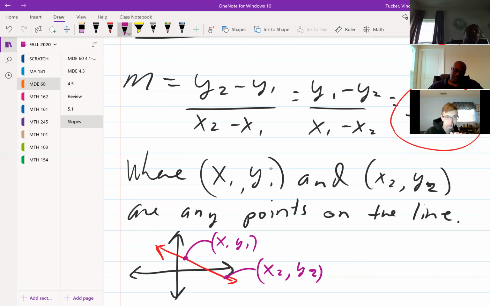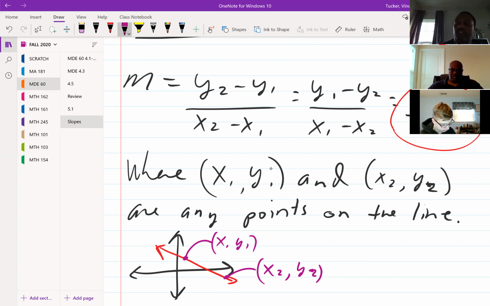It will be y2 minus y1 over x2 minus x1, or you could use y1 minus y2 over x1 minus x2. Notice that as long as you stay consistent with what you use first, so in other words, if you use y2 first on top, make sure you use x2 first down bottom. Or if you use y1 first on top, make sure you use x1 first down bottom. You will get the correct slope.